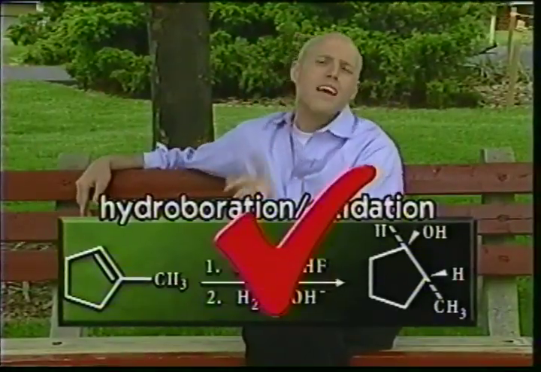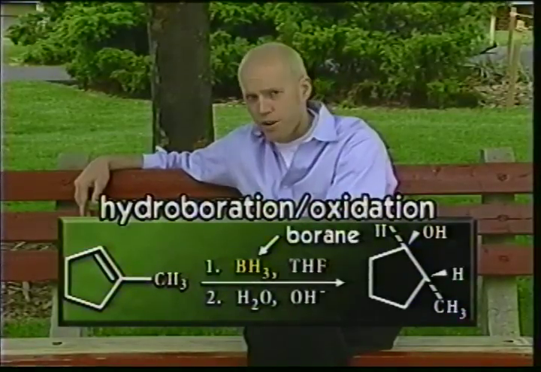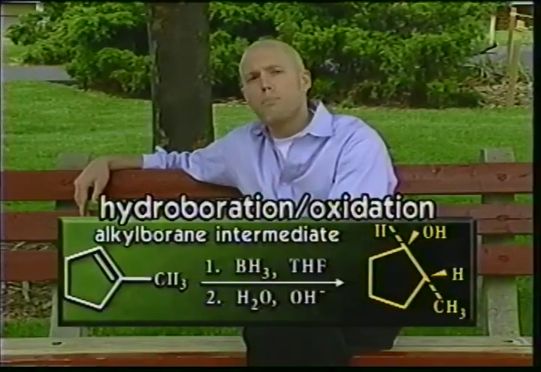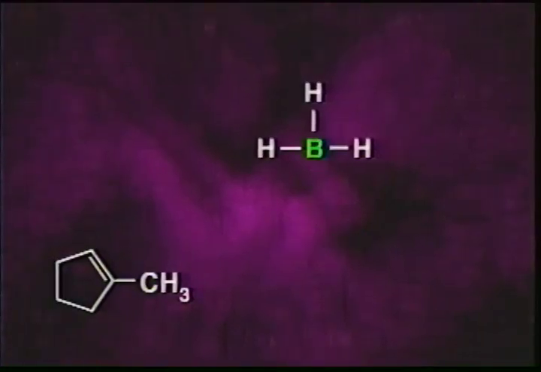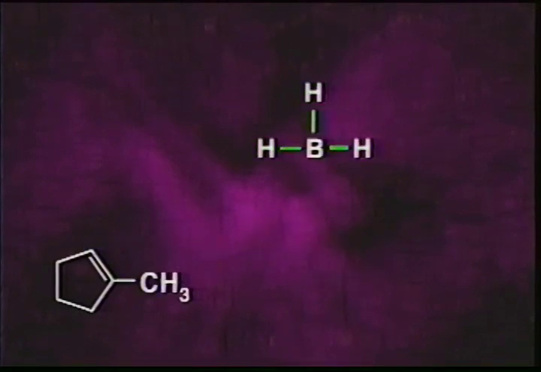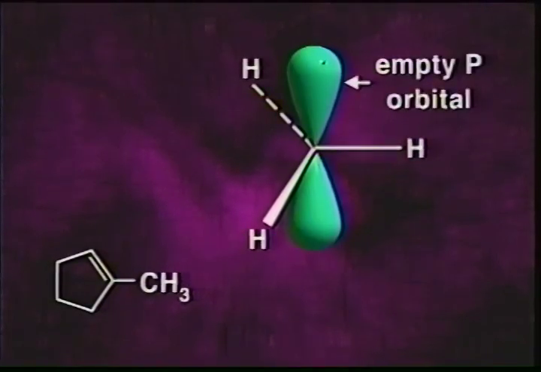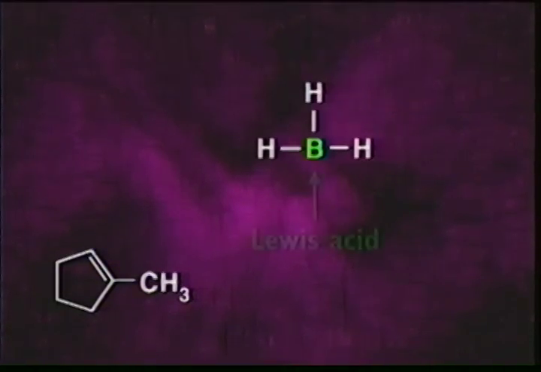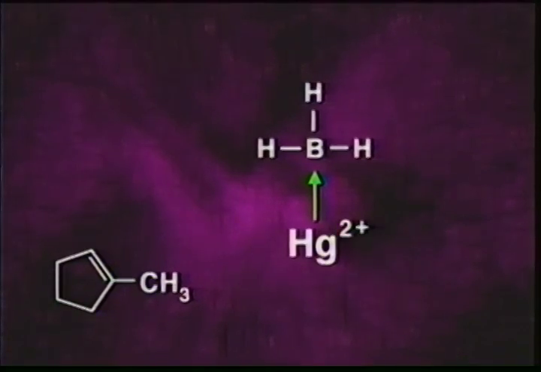Let's check it out. In the first step of the reaction mechanism, an alkene and borane, BH3, react to produce an alkyl borane intermediate. We'll explain. Borane consists of one boron, which has 3 valence electrons, bonded to 3 hydrogens for a total of 3 bonds containing 6 electrons. But remember, boron would rather have 8 electrons. It's got an empty p orbital just waiting to accommodate 2 more electrons. The boron, therefore, is a Lewis acid and electrophile, like H+, Br+, and mercury +2.